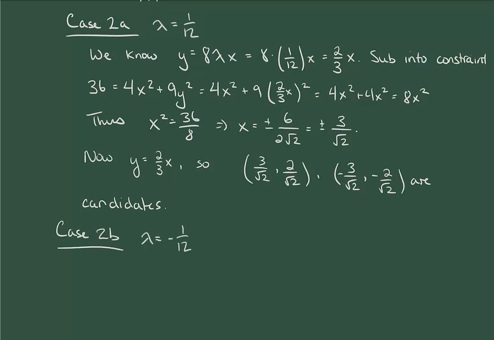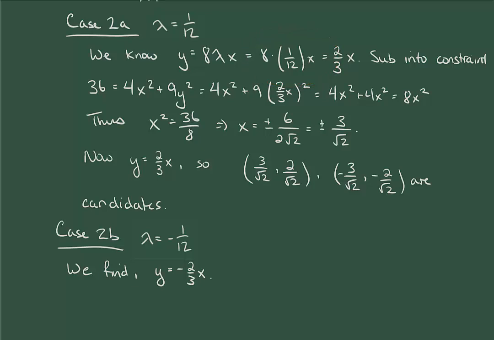Let's now look at the second possible case and see if we can get more potential candidates. So lambda equals, sorry, that should be negative 1/12. And this time, if I plug lambda equals negative 1/12 into 8 lambda x, it's the exact same working, so I'm going to get y is equal to negative 2/3 x.